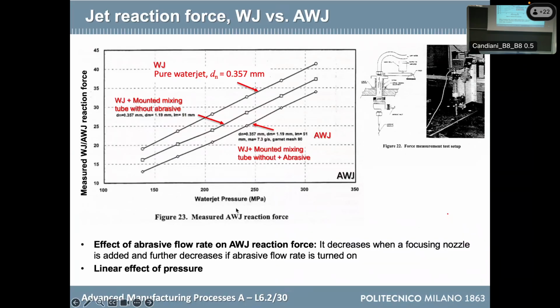If I'm using abrasive, I'm staying on the lowest curve. Moreover, I can see that if I increase the pressure, obviously the reaction force increases. So when you want to monitor the process, this is a good way of doing that. Moreover, if you put a load cell here, you can see some spikes when you switch on and off. So it is an effective way of monitoring.